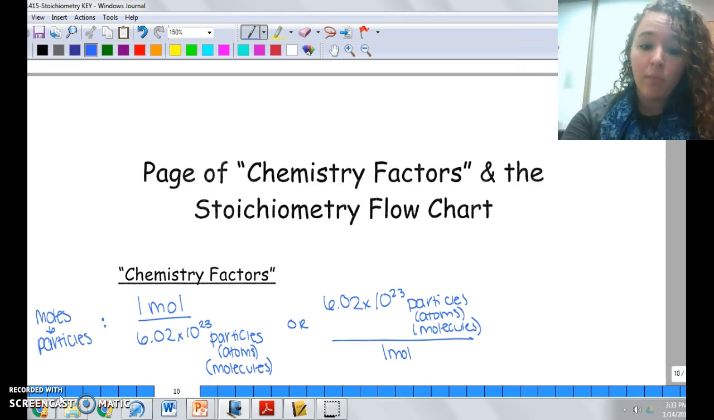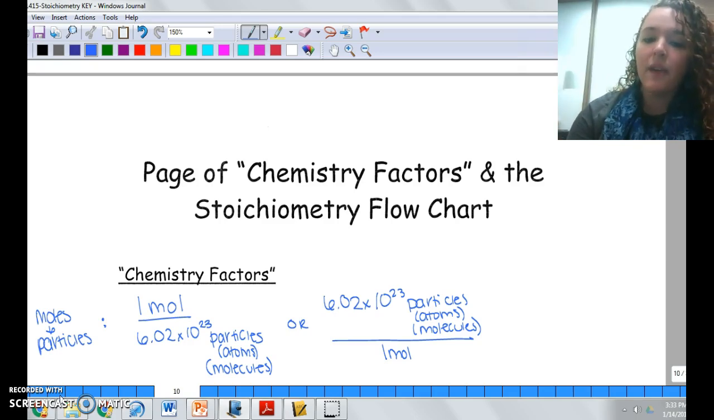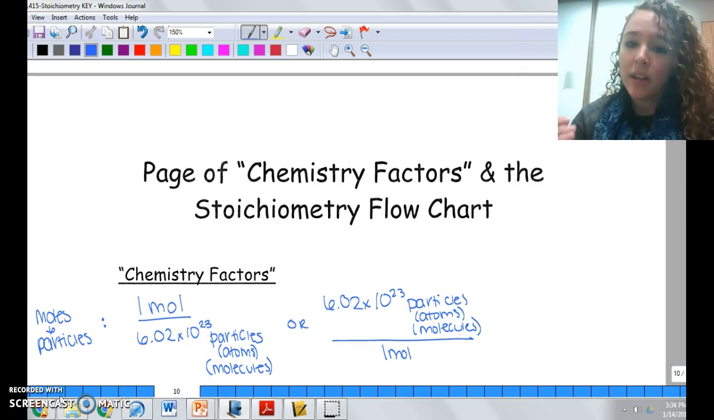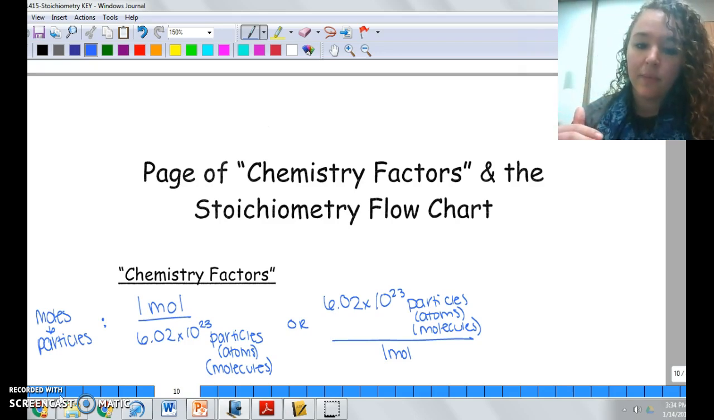You have 1 mole equals 6.02 times 10 to the 23rd particles, or you can put 6.02 times 10 to the 23rd particles on the top and 1 mole on the bottom. It depends on which way you're converting. If you start in particles, you're going to use the one on the left. If you start in moles, you're going to use the one on the right, because that's going to allow you to cancel out your units.